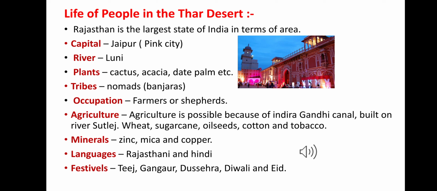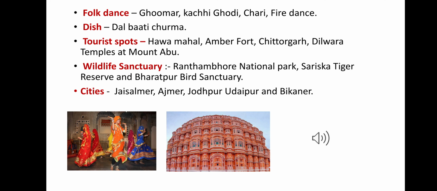The main languages spoken by the people of Rajasthan are Rajasthani and Hindi. The people of the Thar Desert wear colorful clothes: men wear dhoti kurta and a colorful turban, and women wear ghagra choli with odhni. Important festivals are Teej, Gangaur, Dussehra, Diwali, Eid, and the main folk dances are Ghoomar, Kachhi Ghodi, Chari, fire dance, etc. The main dish here is dal bati churma.